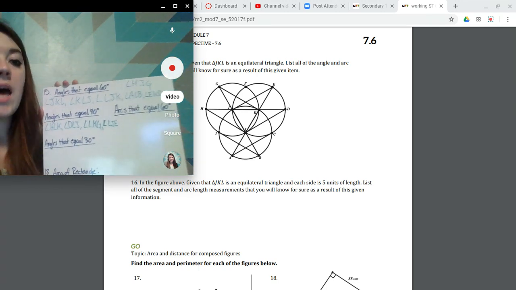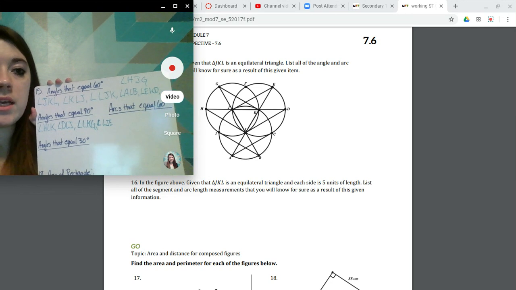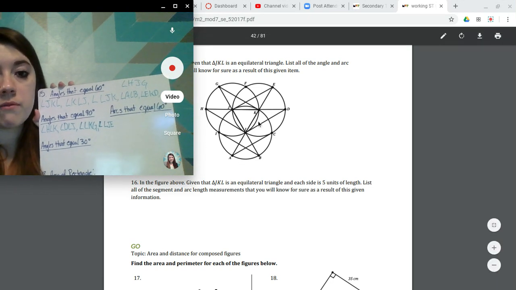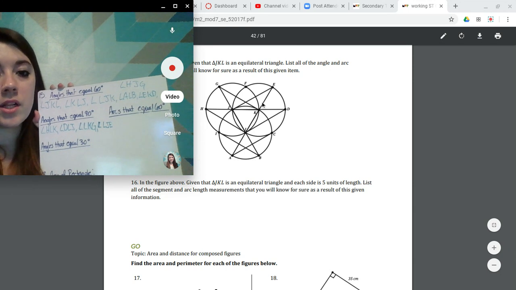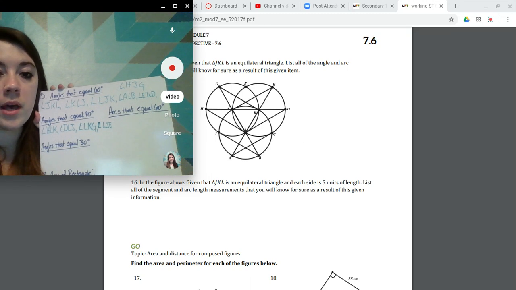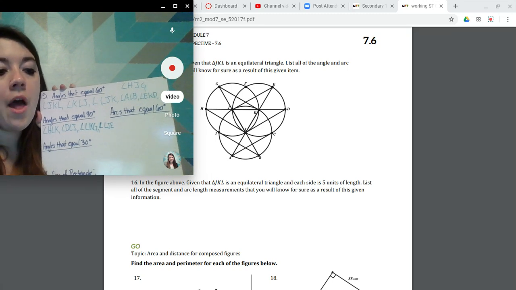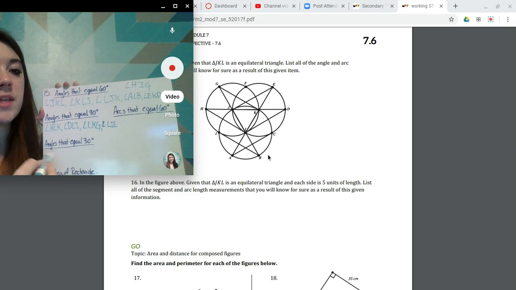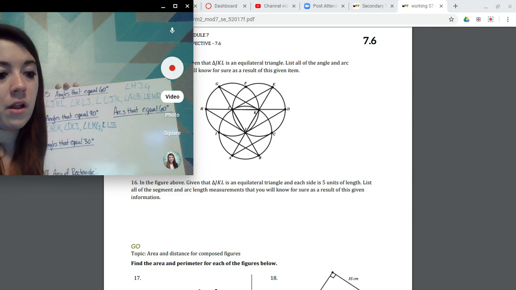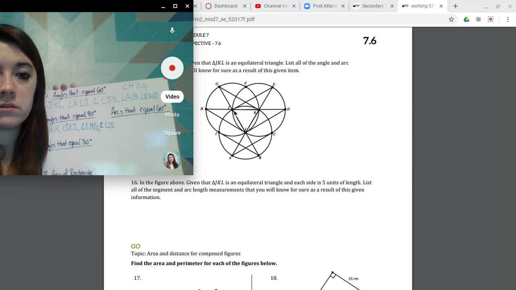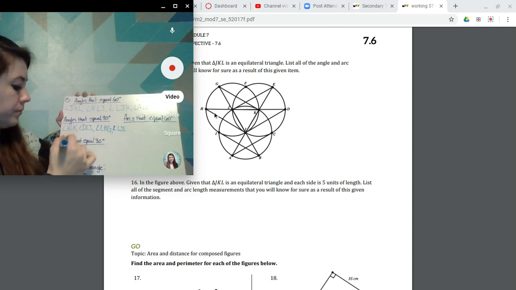I know there's a lot of different lines going on in here, so it's understandable if you get a little confused with finding these. That's why we're doing this one together, because like I said, there's a lot of different parts going on within this figure, so trying to make it a little easier on you guys. All right, the next one that I have are angles that equal 30 degrees. So we have a decent amount of those. So angle JHL, so this angle here.